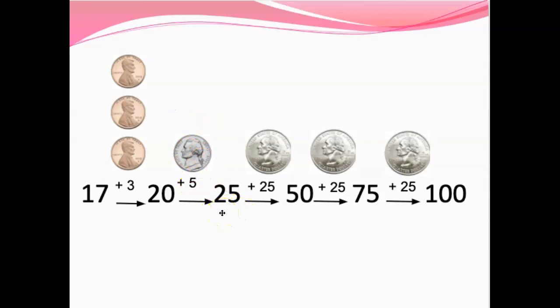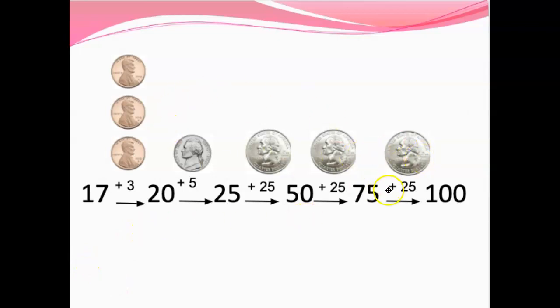I wanted to get to 25 because then I knew I could just easily add quarters to get to 100 cents. So 25, 50, 75, $1. So 17 cents plus 3 quarters, 1 nickel, and 3 dimes gave me 100 cents, or $1.